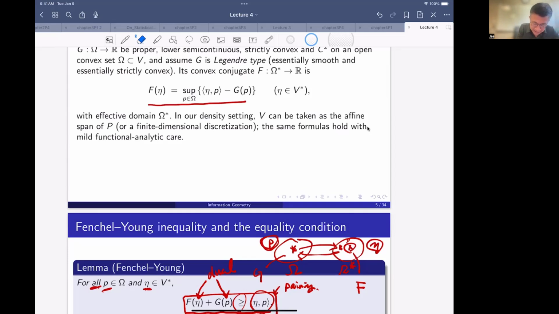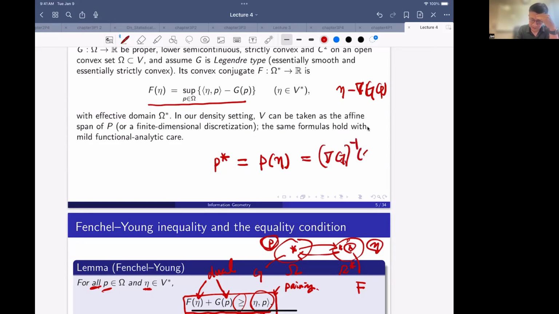The maximum, so P star, right? This P star is the maximizer, right? Yeah. It is P eta, which is from solving eta minus nabla G P. Yeah, that's right. And so that is G, you mean something like this, yeah. And then this is actually F.